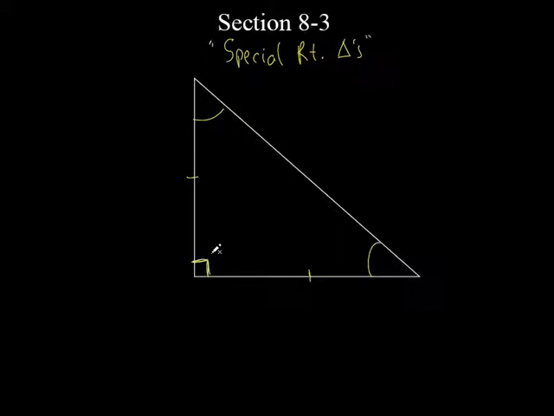45, 45. They're 45, right? This is 45. Why is it 45? Because these two add up to 90, right? 90 plus 90 is 180.